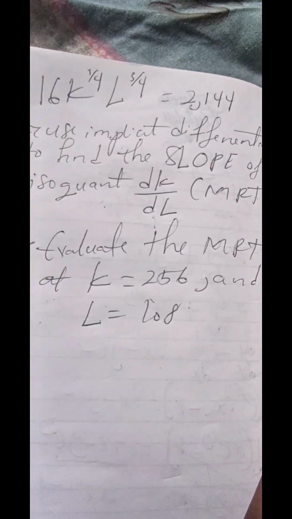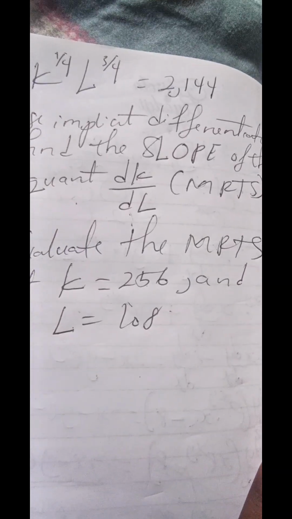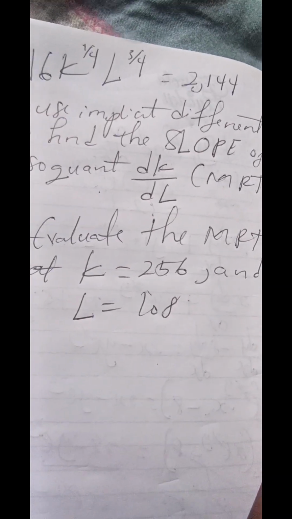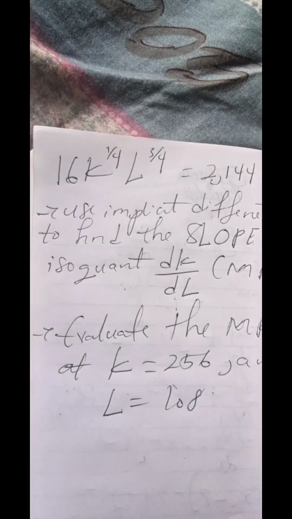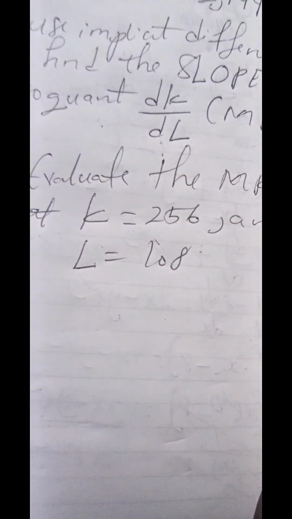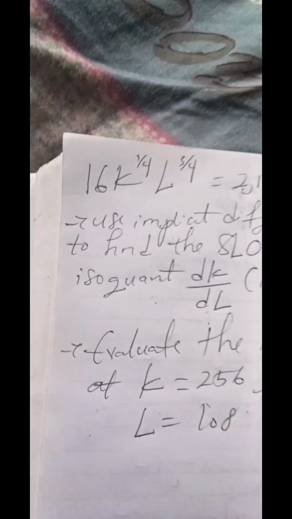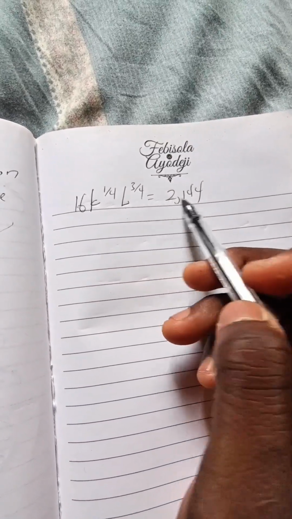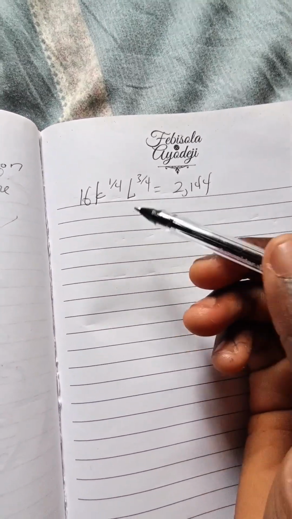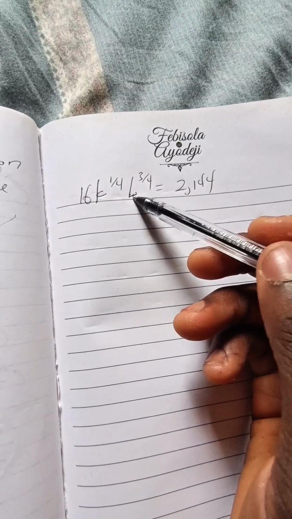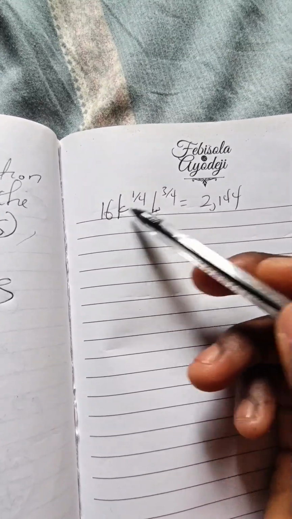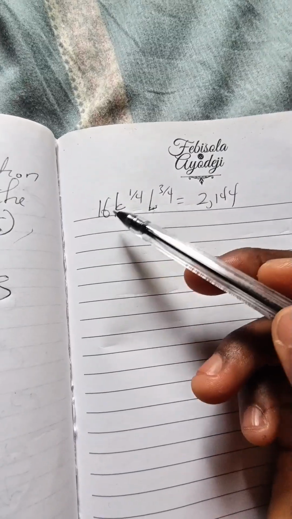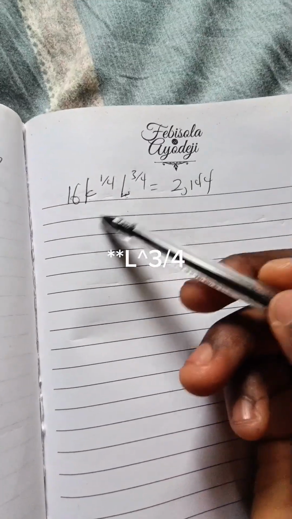In the second part it says evaluate the MRTS, the marginal rate of technical substitution, at k equals 256 and L equals 108. So for the first part, they're just asking you to differentiate the function. For the second part, you just plug in k equals 256 and L equals 108 into the differentiated function. So let's go into the first part. We have 16k raised to 1 over 4, L raised to 3 over 4 is equal to 2144. We have to differentiate this implicitly with respect to L, so L is our independent variable. These are two functions multiplying each other, 16k to the 1 over 4 and L to the 3 over 4, so we have to use the product rule.